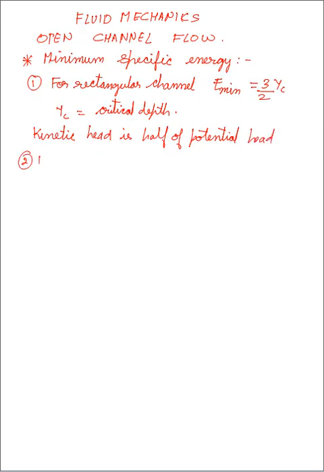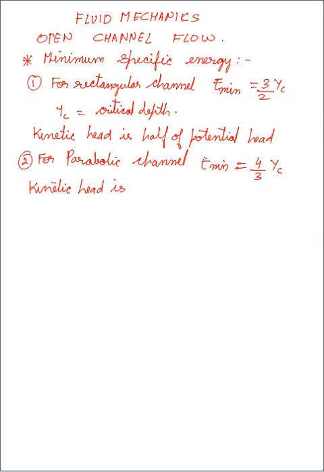Okay, for a parabolic channel, the formula will become E minimum is equal to 4 by 3 YC. So here the kinetic head is one third of potential head. So 1 by 3 times the potential head will give you kinetic head.